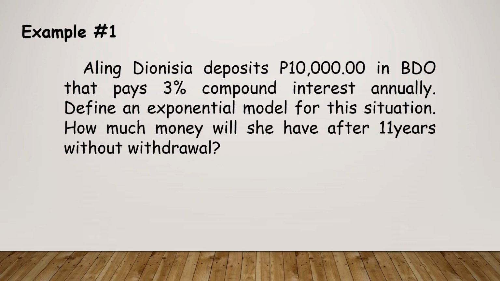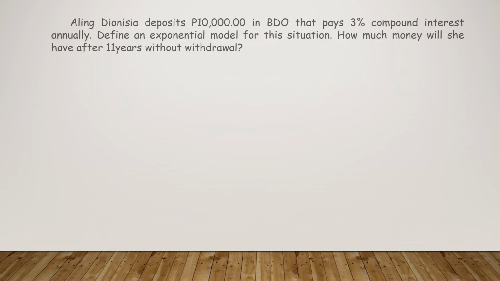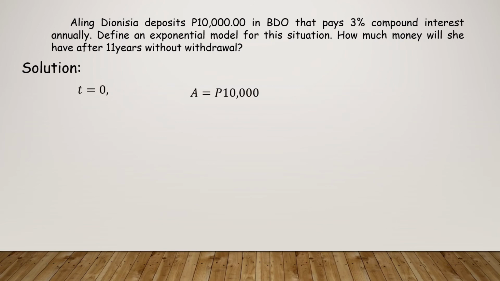Another example: Aling Janisha deposits 10,000 pesos in BDO that pays 3% compound interest annually. Define an exponential model for this situation. How much money will she have after 11 years without withdrawal? So initially, ang amount ng pera ni Aling Janisha ay 10,000. After 1 year, we have the amount plus 10,000 times 0.03, which is the interest. Now, equal na siya sa 10,300. That is after 1 year. And we're looking for after 11 years.